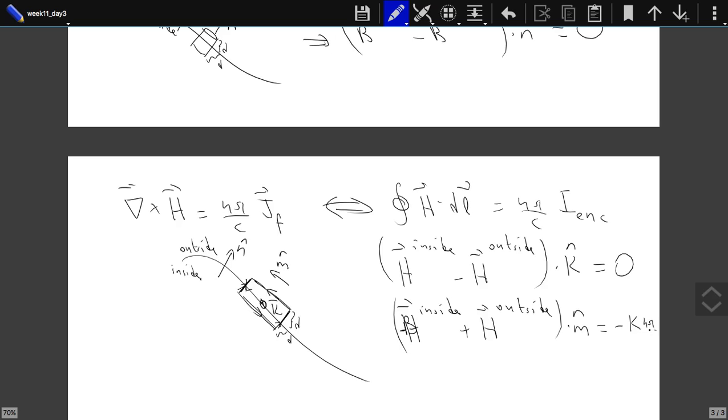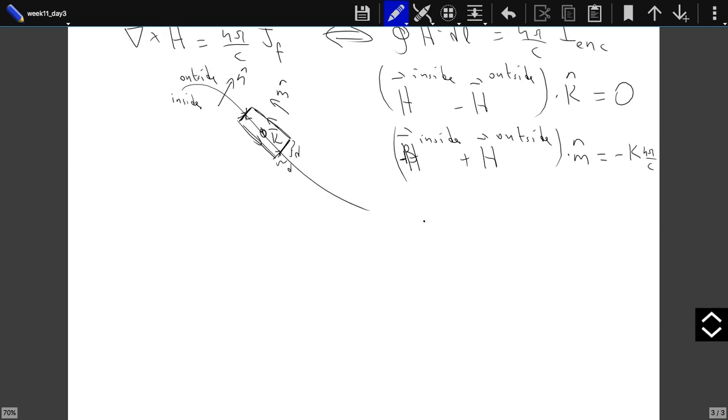4 pi over C. Why minus? If you just consider the sense of my loop, the current is running in the negative sense. So that's why I have a minus K over there. Or I can write this as H inside minus H outside, dot M, is equal to 4 pi over C times K.